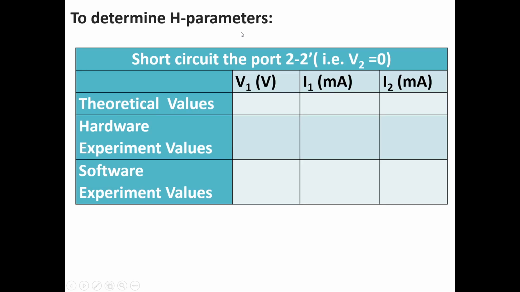Next, to determine H parameters, short circuit the port 2 dash, V2 equal to 0. Okay. So when you short circuit the port 2 dash, you have to note down V1, I1 and I2. So do the calculation, determine V1, I1, I2 theoretically and note down here. And after doing hardware experiment, note down the values, and after doing software experiment, note down the values. You can pause this video and draw this tabular column in your notes.